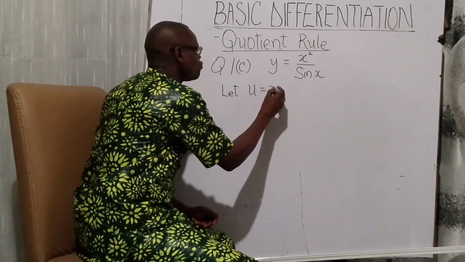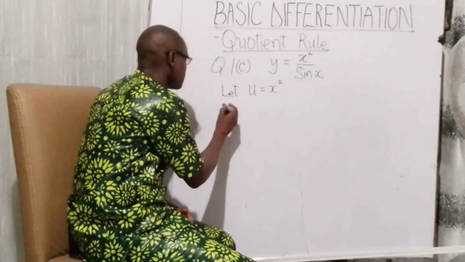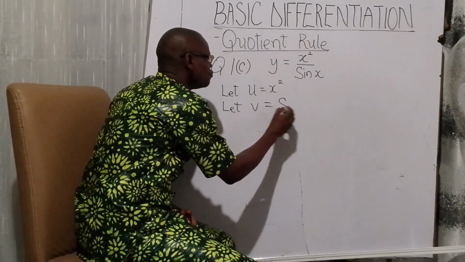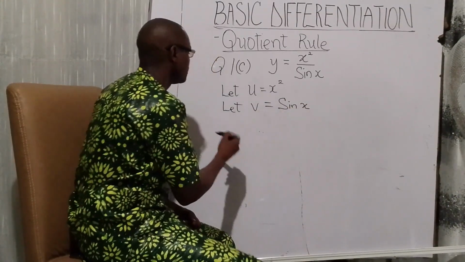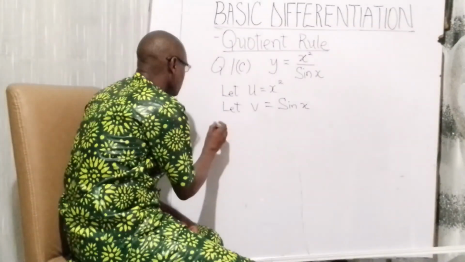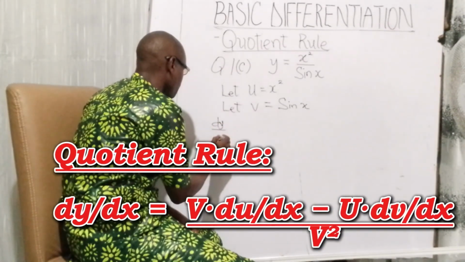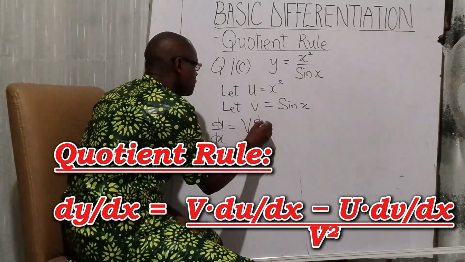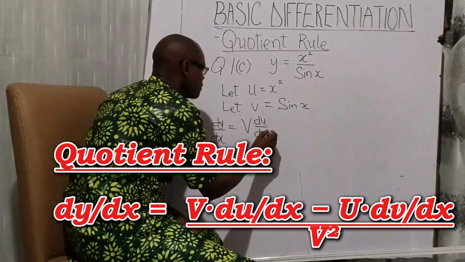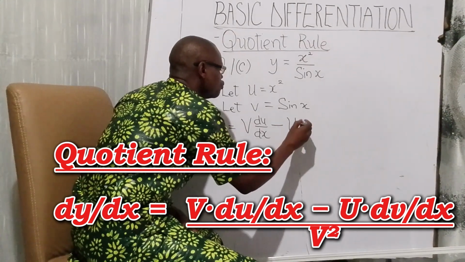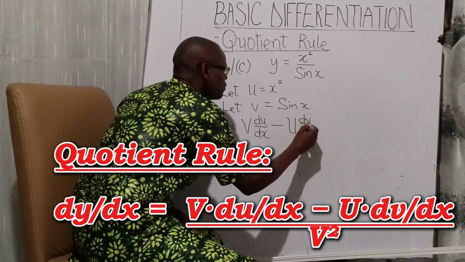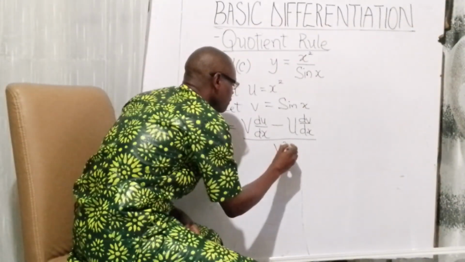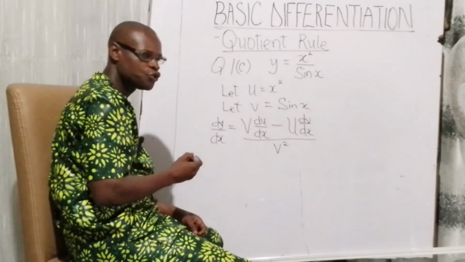Let u be equal to x squared and let v be equal to sine x. Our dy/dx equals v du/dx minus u dv/dx, divided by v raised to power 2.